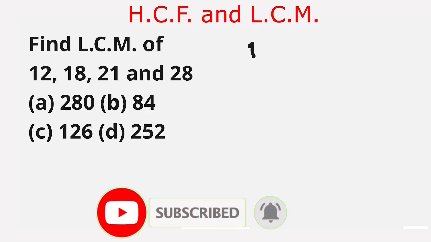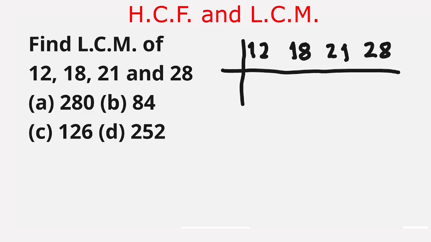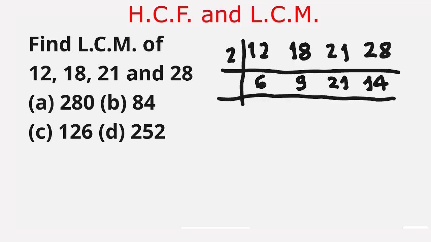The given numbers are 12, 18, 21 and 28. We find the LCM by common division method. We divide all these numbers by 2. 2 divides 12 for 6 times, 18 for 9 times. We carry 21 as it is, as 21 is not divisible by 2, and 28 is divided by 2 and we get 14 as quotient. Again there are two numbers divisible by 2.